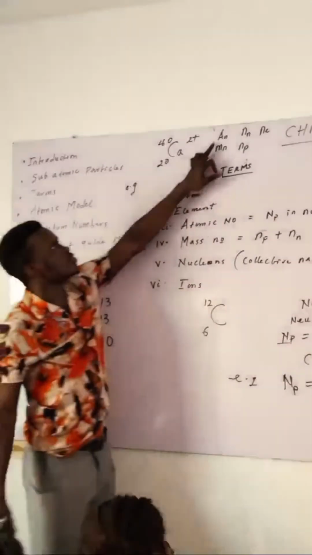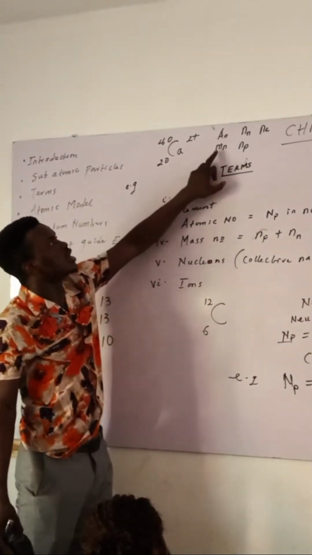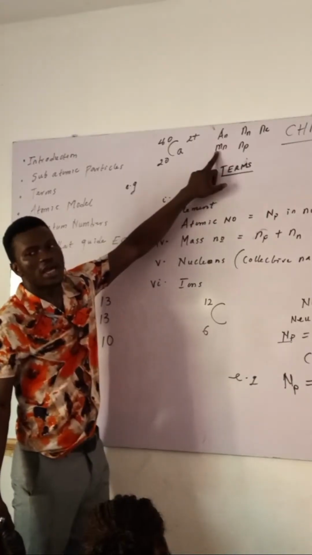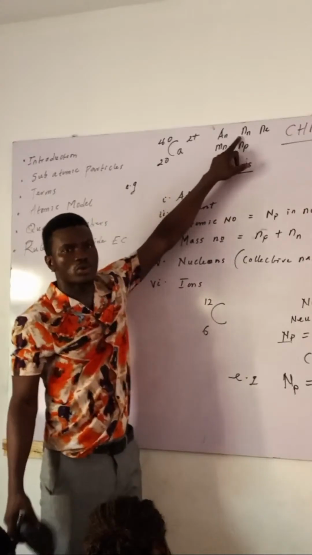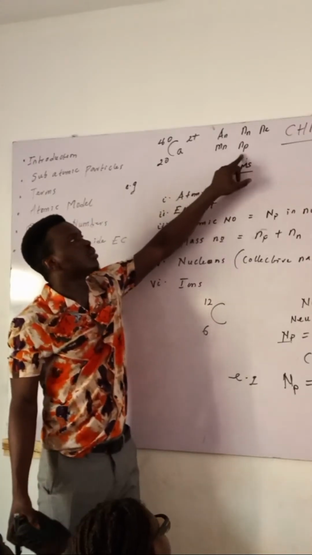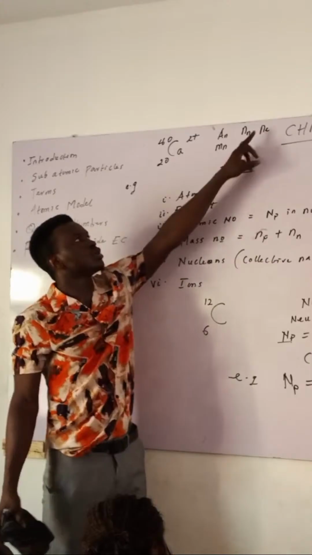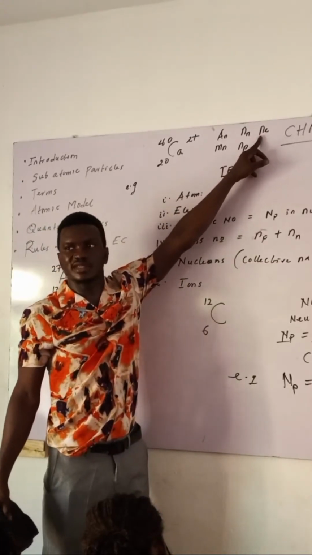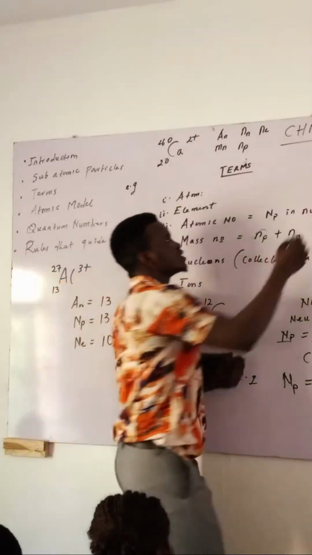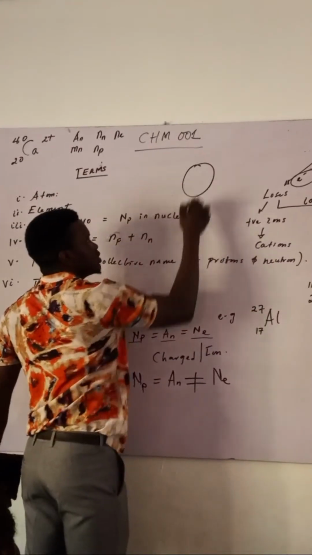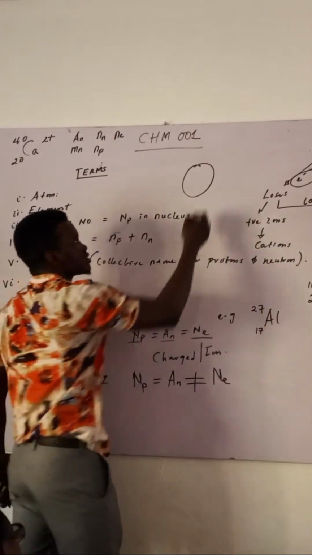So what is the atomic number? What's the mass number? 40. What's the number of neutrons? 20. You know how they got that. What's the number of protons? 20. What's the number of electrons? 18. Do you get that now? Yes. So let's look at this again quickly, because I know these are aspects they can ask you questions on.